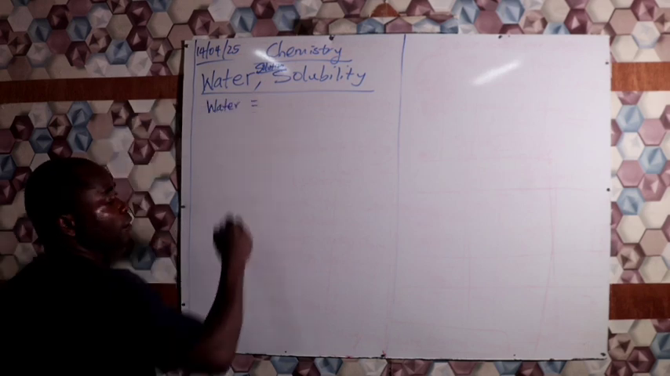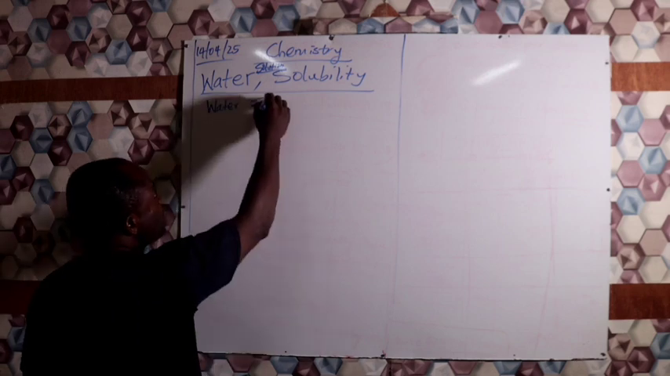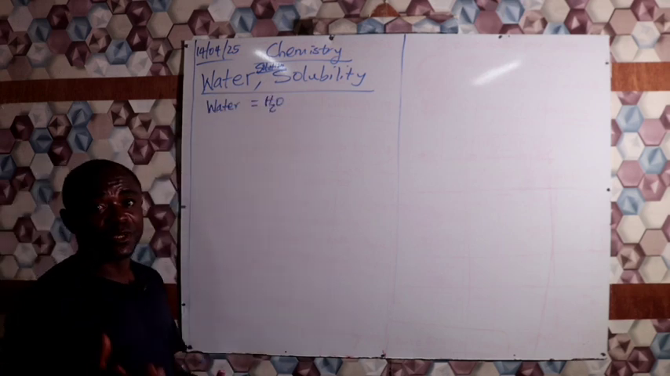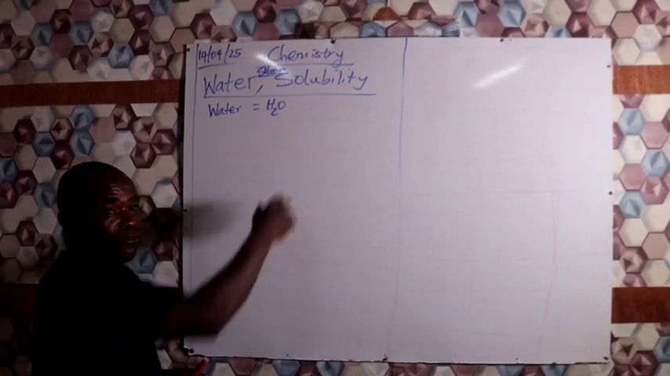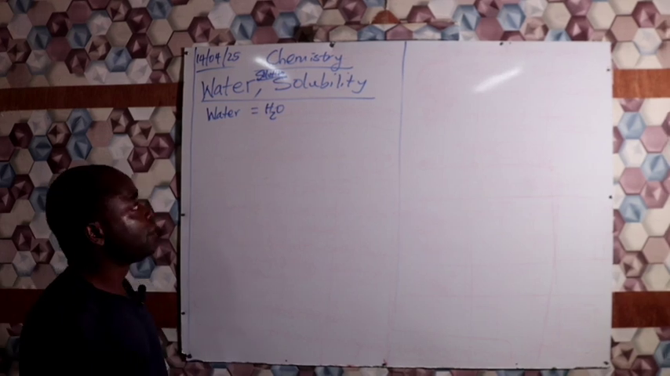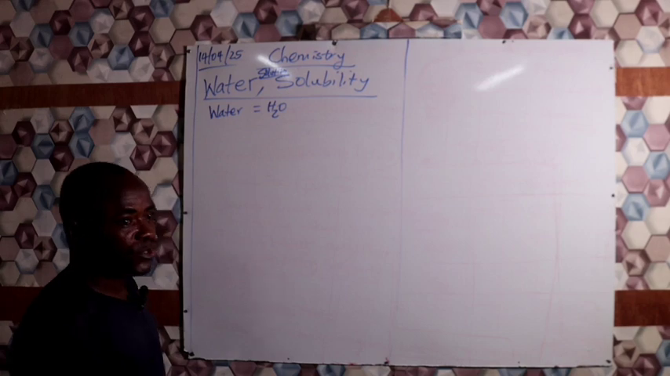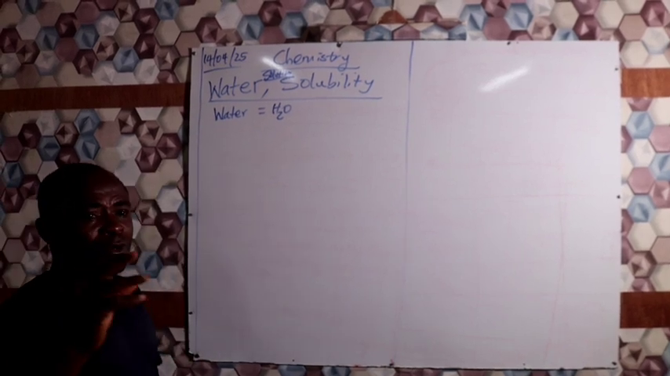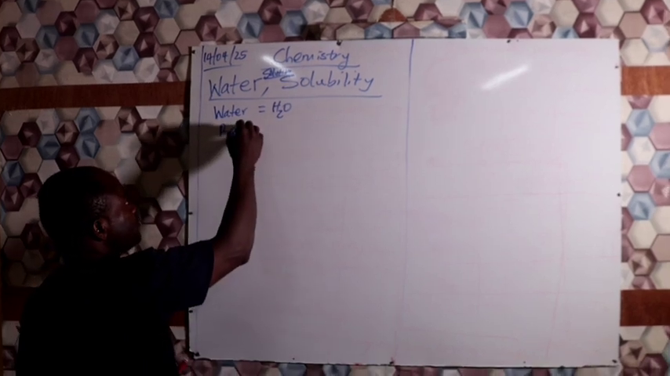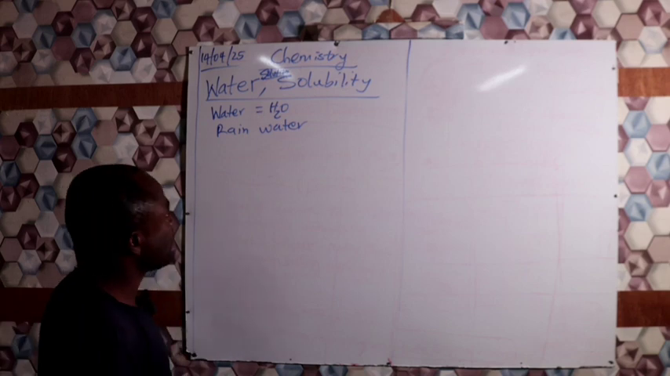Of course, we know that the chemical formula of water is H2O, okay? And we have natural sources of water. That is where you get water from. You get water from the sea, from rivers, from lakes, from boreholes, or streams. But the natural form of pure water is rainwater. Rainwater is the purest form of natural water, okay?